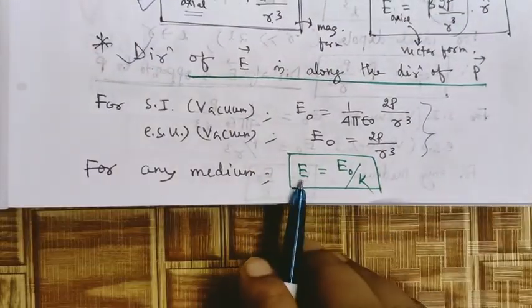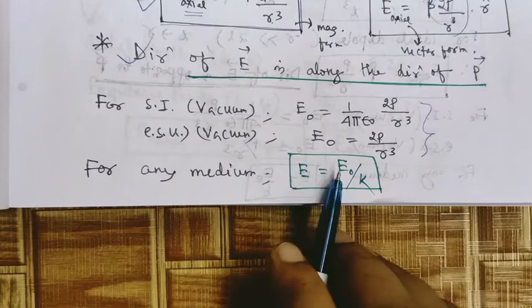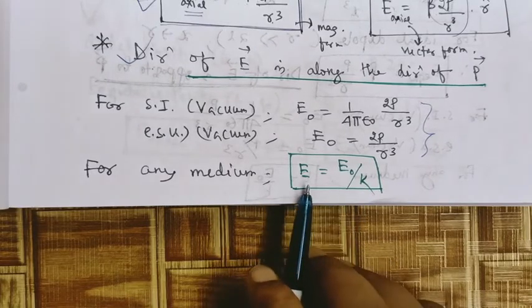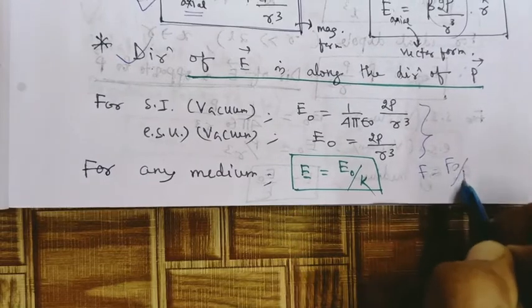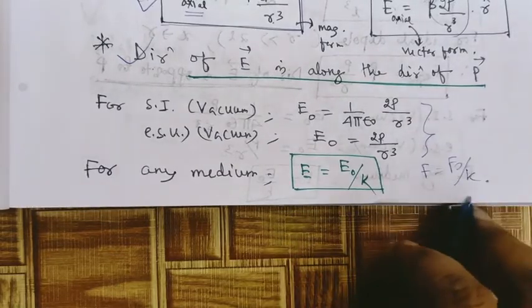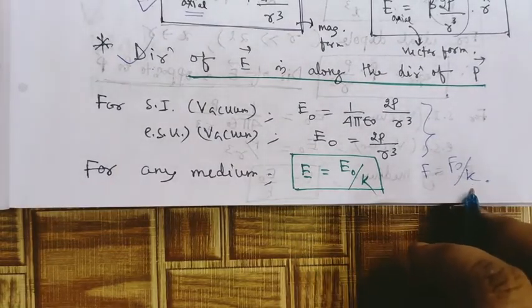Then, if any medium, you can write E is equal to E0 by K. Like electrostatic force, we also write F is equal to F0 by K. K is the dielectric constant or relative permittivity of the medium.